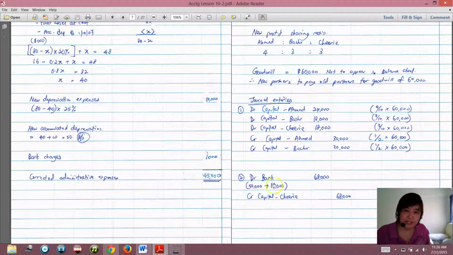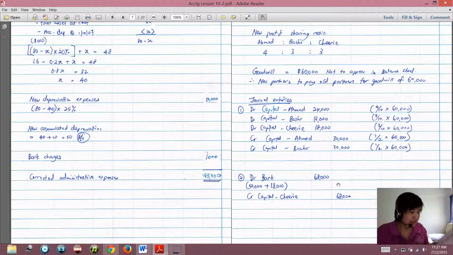Okay, debit bank 50,000 plus 18,000. Some students like to net off everything and put it all in one journal entry. That can also be done. Here I debit capital Cherry 18,000 and then credit capital Cherry 68,000. So what is the net amount? The net amount would be credit capital Cherry 68,000 minus 18,000, which is 50,000, correct? You can lump everything into one journal entry, or you can put it separately like that.